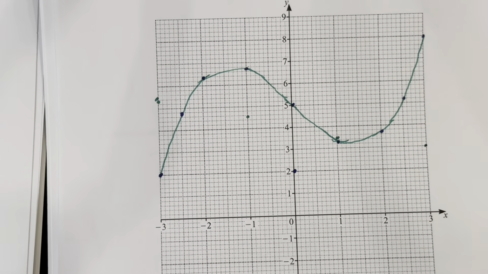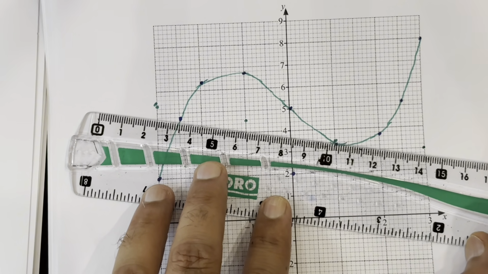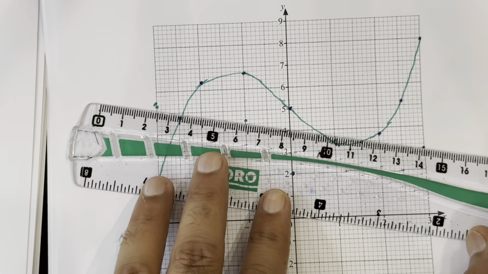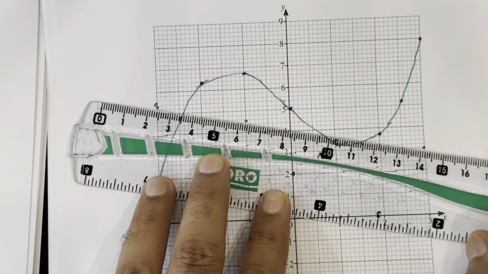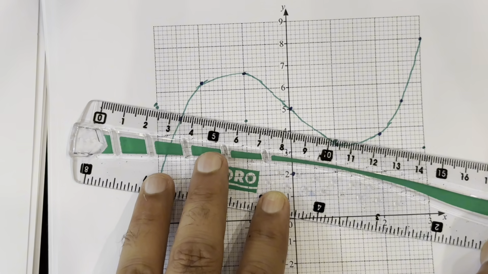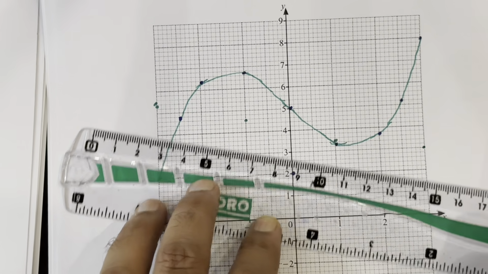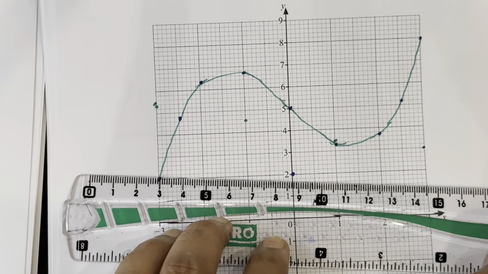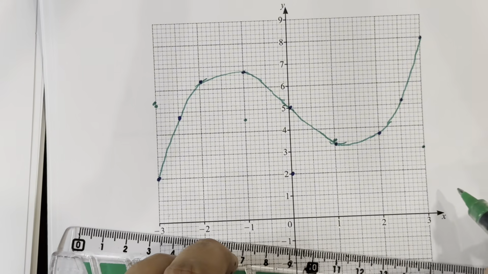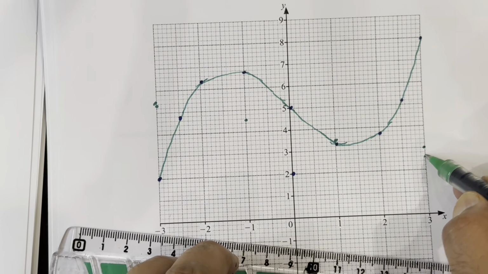Now you need to plot this line because this is a straight line. So you need a scale for drawing it. For the value of 3, the answer is 2.5. This is the answer, not this.